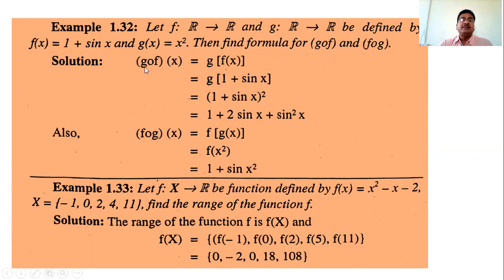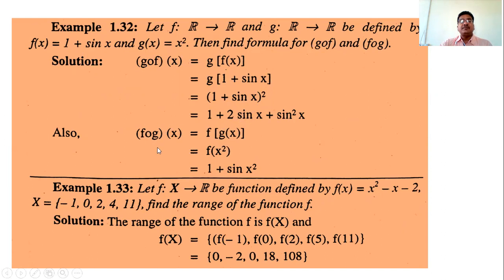So g circle f(x) is what? g of f(x). This is the formula to find g circle f(x). And f(x) is 1 plus sin x, and g(x) is x square. So g of (1 plus sin x) is what? (1 plus sin x) square. So this is the formula for g circle f.